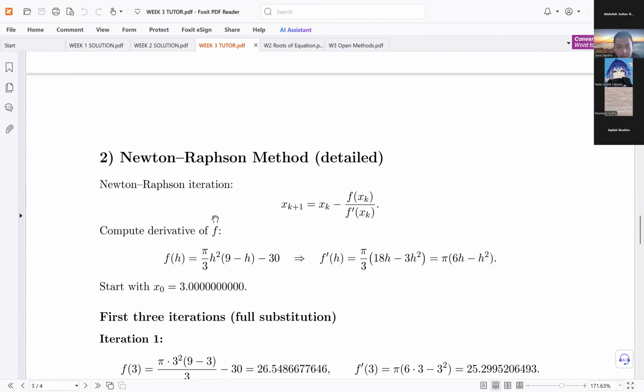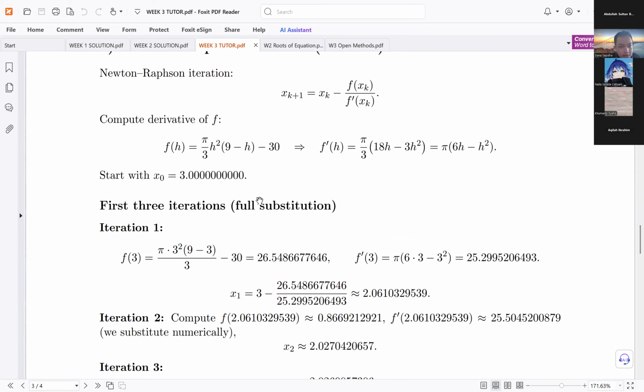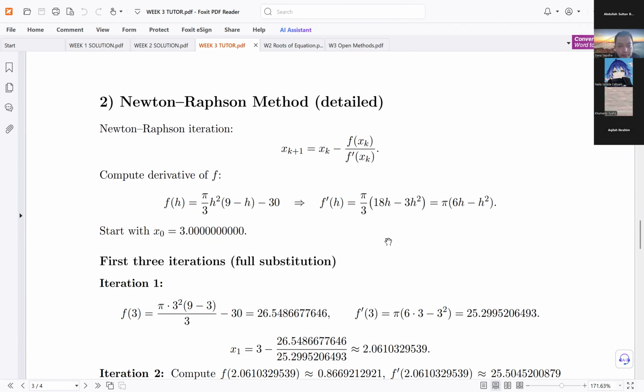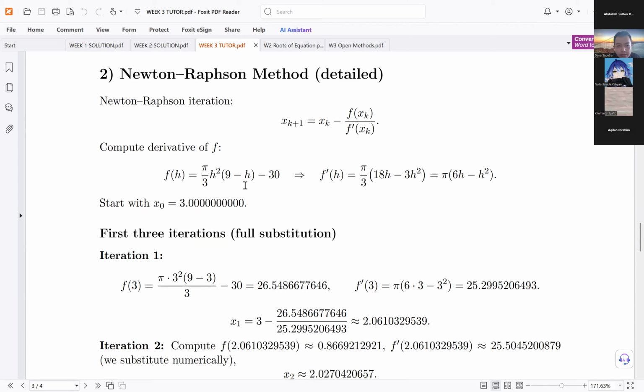For Newton-Raphson method, this is just the formula. For next iterations, we use the previous result of h minus fx per the derivative of fx. I assume you guys already know in first calculus how to derive the formula. So we get the derivative of fx is this one, and start with initial of 3.